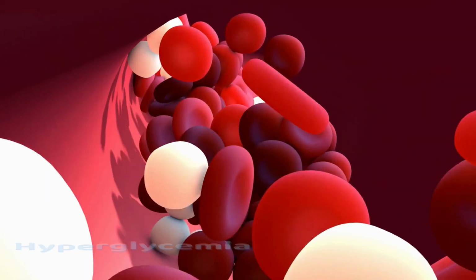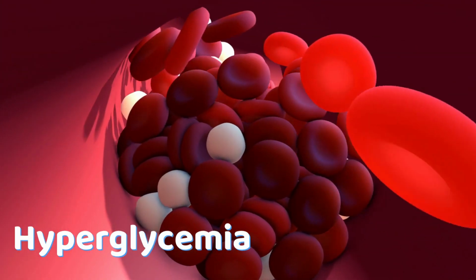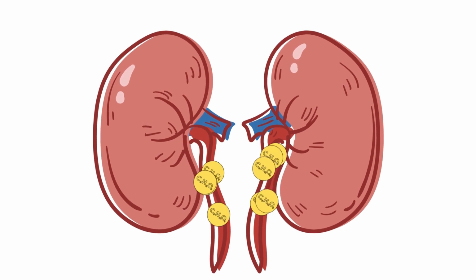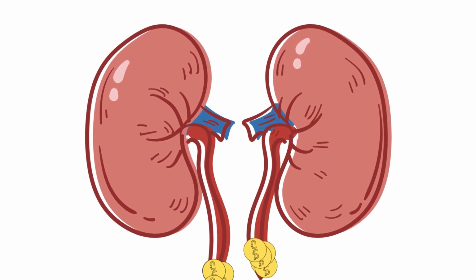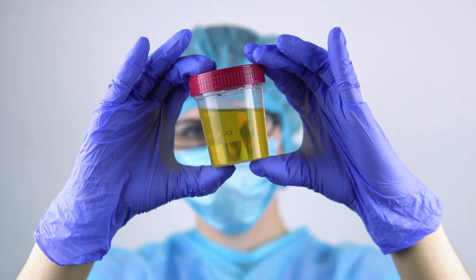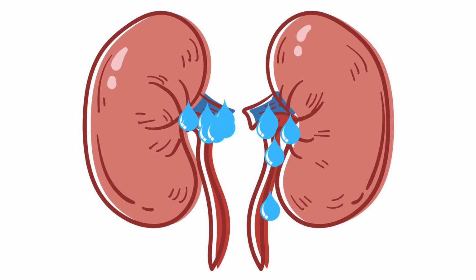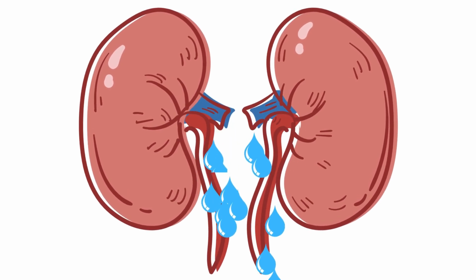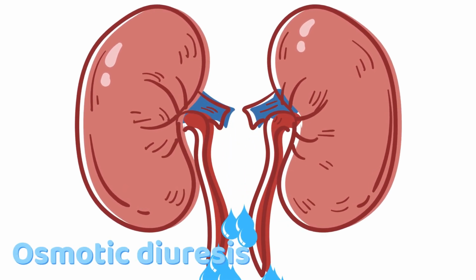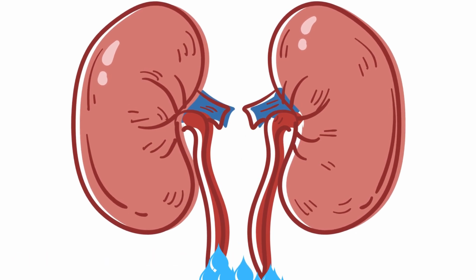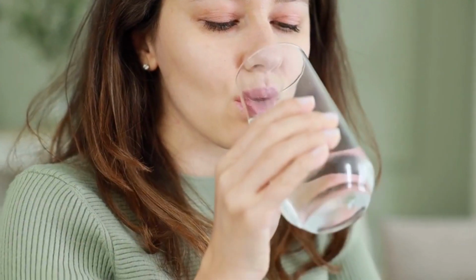This results in hyperglycemia. This excess glucose will be removed in the kidneys via urine, which leads to a high glucose content in the urine. This is known as glycosuria. Since glucose is an osmotically active substance, it will also remove water along with it, leading to osmotic diuresis. And as a result, these patients will have dehydration.